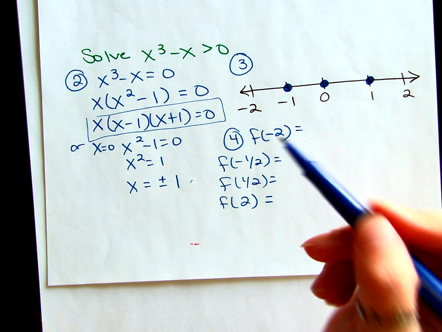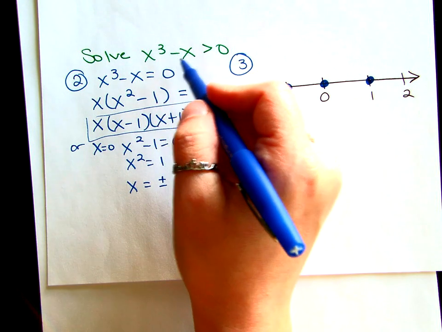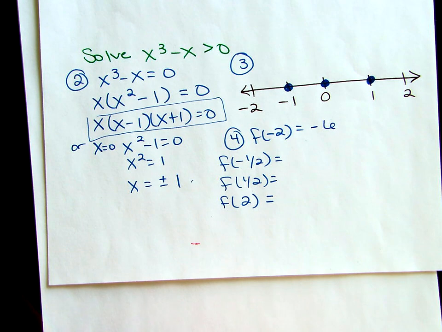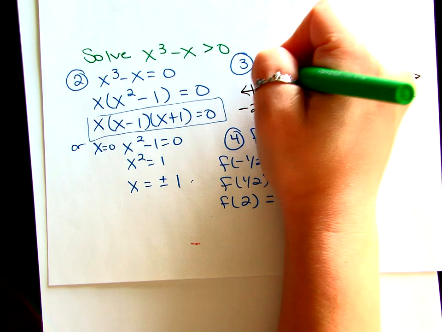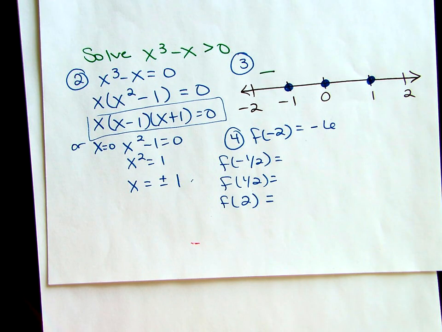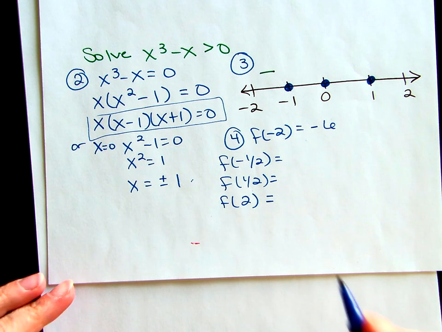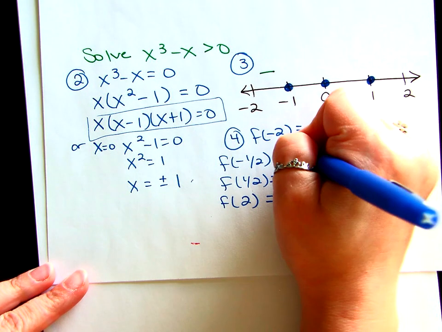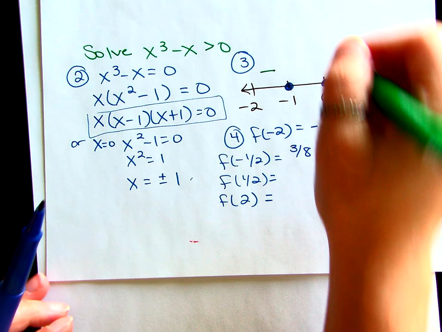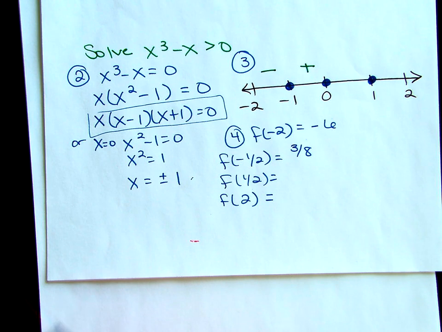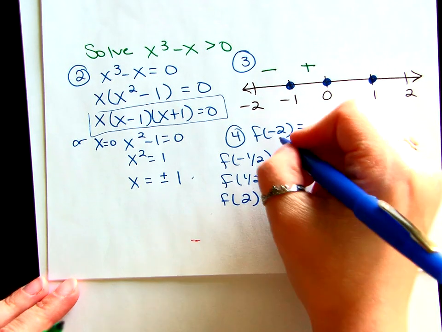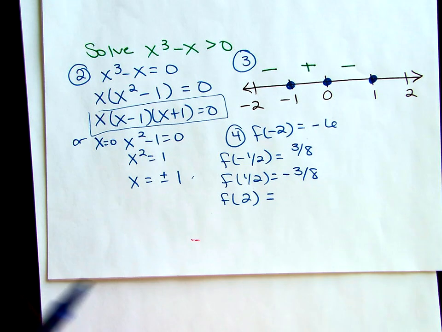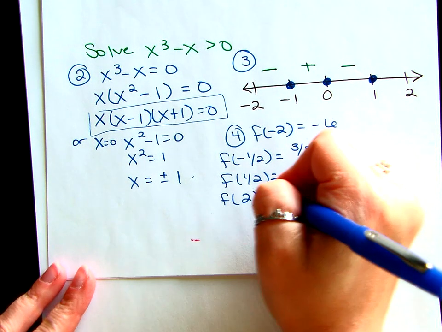So we would plug in negative 2 into the x to the third minus x. Do the algebra, you're going to get negative 6. Meaning that on this interval I have negatives. Negative 1/2, you would plug that in to x to the third minus x. You get a positive 3/8. Put in positive 1/2, you get a negative 3/8. Put in a positive 2, and you get a positive 6.